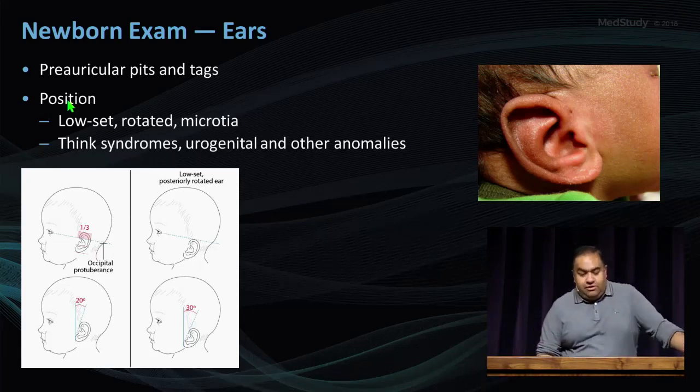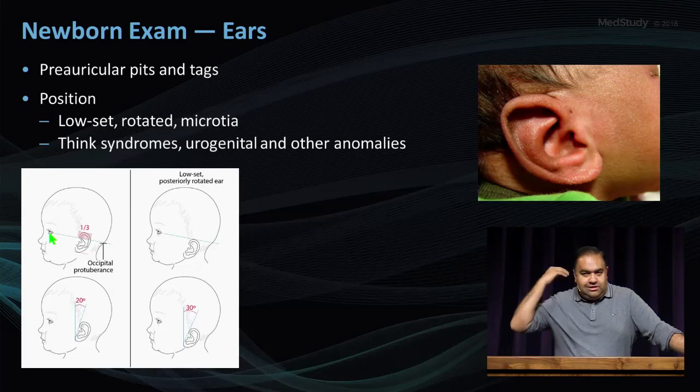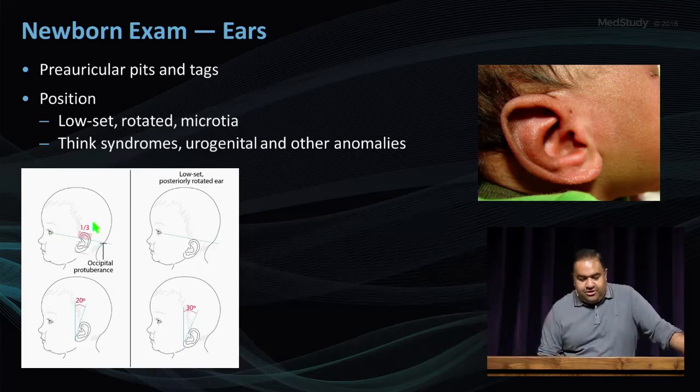Otherwise, you don't worry. We look at positioning, low set ears, rotated ears, or microtia. So when you take the eye and make a perpendicular line, it should intersect the top third of the ear.